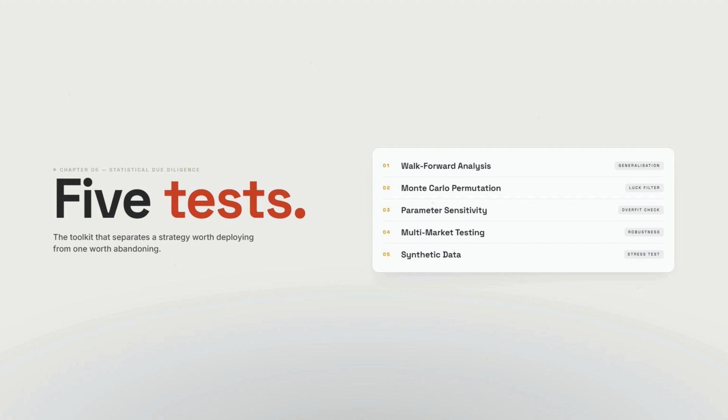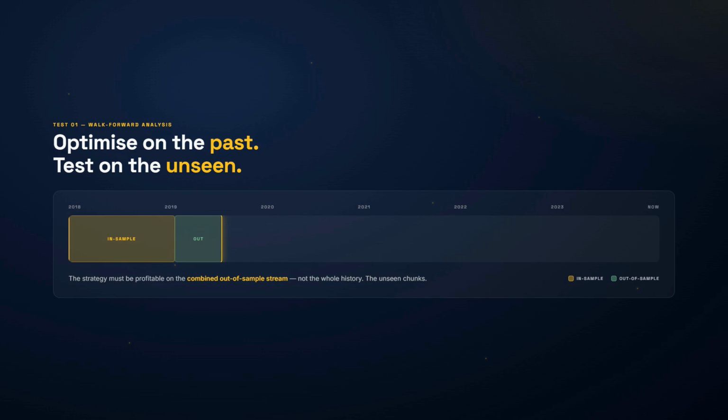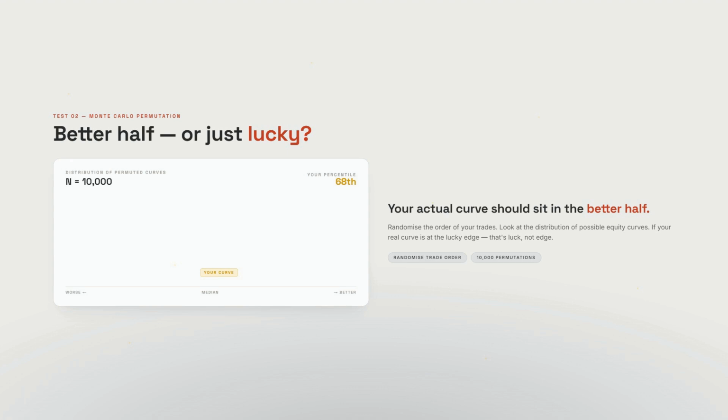Walk forward analysis. Optimize on a rolling in-sample window, then test on the next out-of-sample window. The strategy must be profitable on the combined out-of-sample stream, not the whole history, the unseen chunks. Monte Carlo permutation. Randomize the order of your trades and look at the distribution of possible equity curves. Your actual curve should sit in the better half of that distribution, not at the lucky edge.